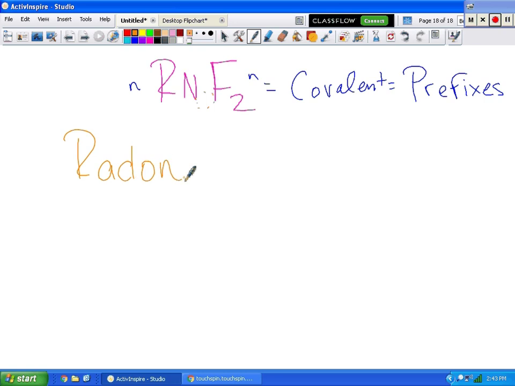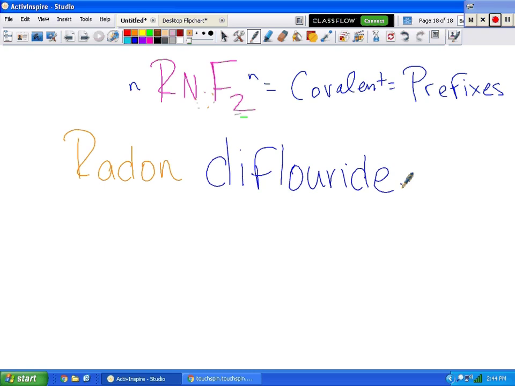When does the second element need a prefix? It's an A word. Always. It always needs a prefix. So what is the prefix for 2? Di. Very good. And it's not fluorine, it's fluoride. So di, fluoride. So this is radon difluoride. Okay, all right, let's look at the next one.